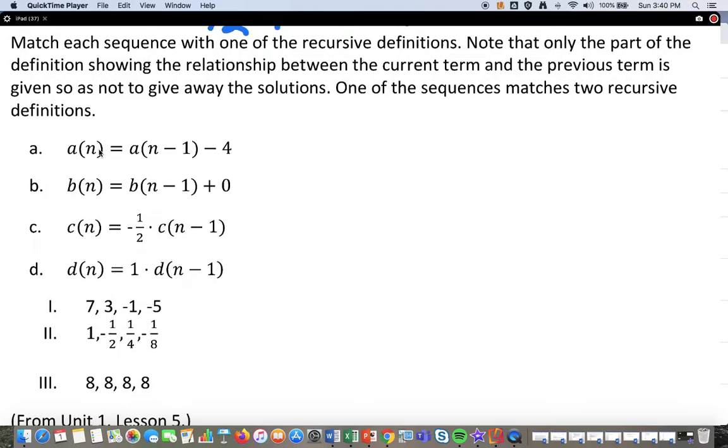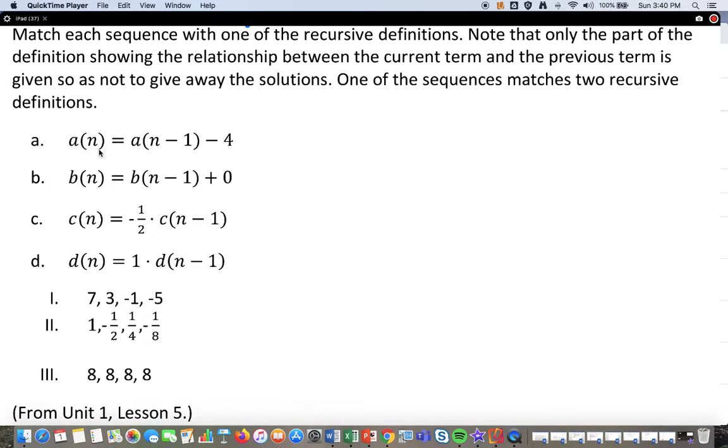13, match each sequence with one of the recursive definitions. Note that only the part of the definition showing the relationship between the current term and the previous term is given, so as not to give away the solutions. One of the sequences matches 2 recursive definitions. So for letter A, to find a of n, it says take a of n minus 1, so take the previous term and subtract 4. That looks like number 1 down there, 7, 3, negative 1, negative 5. We keep subtracting 4.